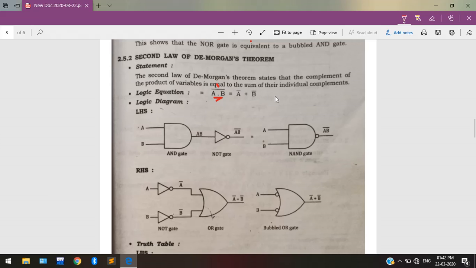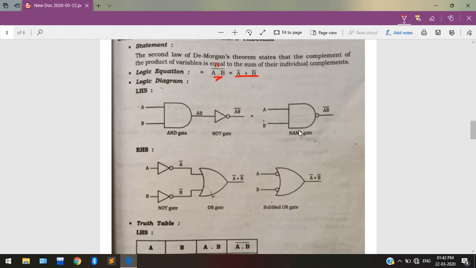So we simply say that the complement of the product of variables, here we are using 2 variables, is equal to the sum of their individual complements. So A dot B whole bar is equal to A bar plus B bar. This is the second law of De Morgan's theorem. Now we will see how we draw the logic diagram.